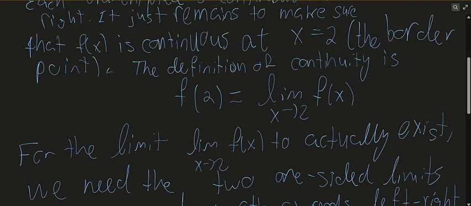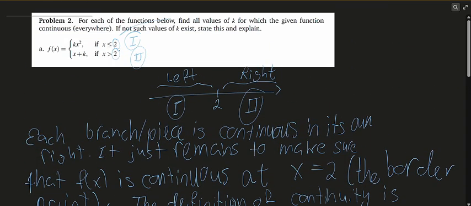Now, people will inevitably ask, what about f of 2? We need to make sure that left and right are equal, which we have already done. But looking at this definition, we also need to make sure that f of 2 exactly is equal to the left and right. The point here is that we don't need to worry about f of 2 exactly.